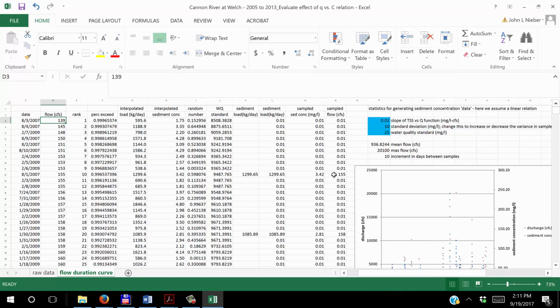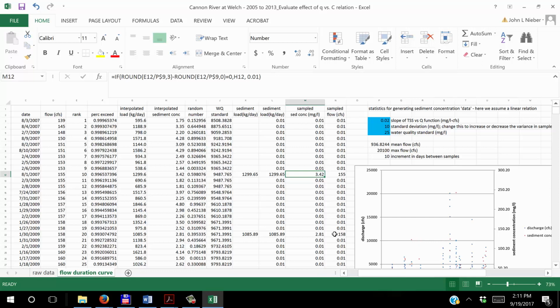For instance, for this date here, we have a discharge, the sample flow, or the flow rate on the day of sampling, is 155 cubic feet per second. There's that value. The concentration is 3.42. If I multiply 155 by 3.42, do the units conversion, I get 1299 kilograms per day on that day.